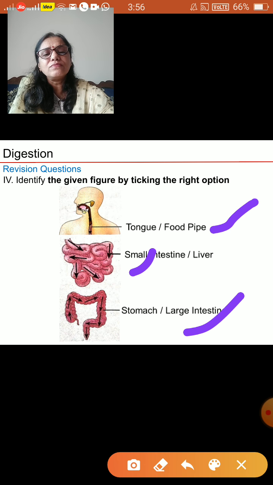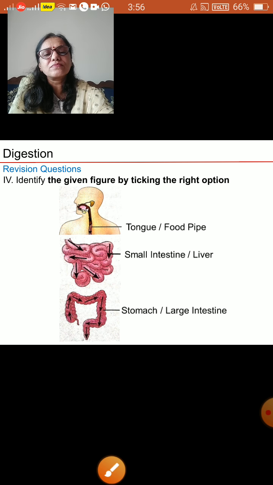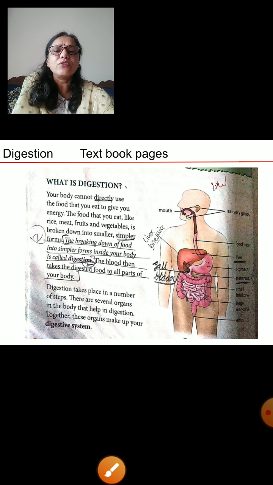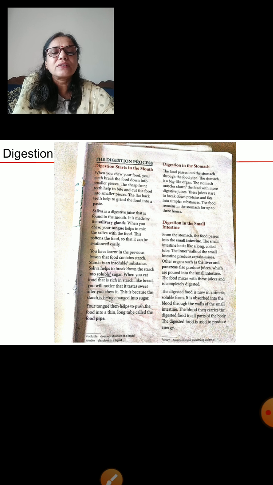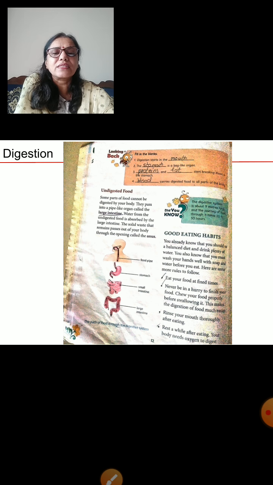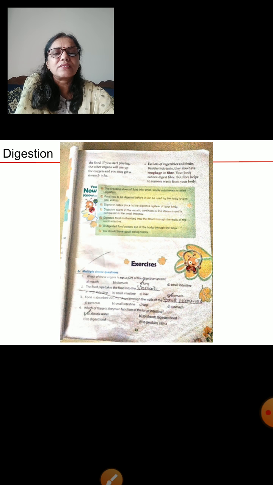Now see, some of you may not have got the textbooks from the shop, so I am giving you the textbook pages. I have attached the textbook pages so that if you have any difficulty, you can go through these pages and you can learn. I'll just scroll it. This is the second page. Then this is the third page. This is the fourth page. So I hope you understood.